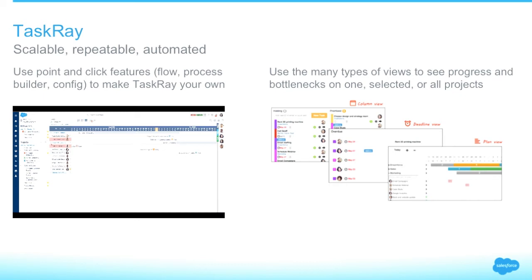So it gives you different views. You can have a Gantt chart view. You can have kind of what's important to you. You can filter it just about any which way you can, slice and dice the data.